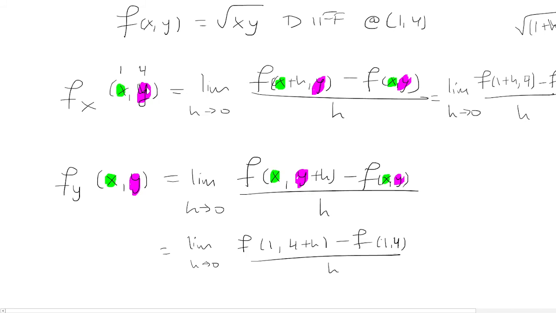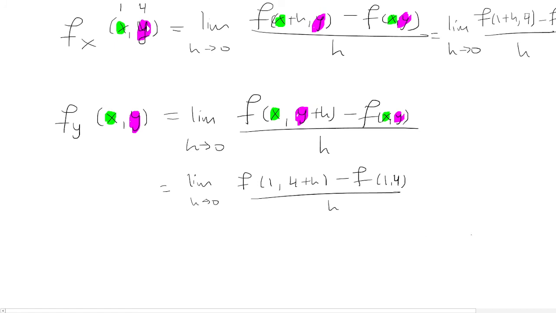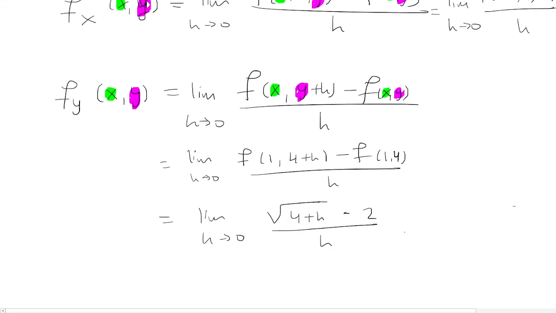So now we'll be plugging in 1 for x and 4 plus h for y. So really, it's going to be the square root of 4 plus h, and then f of 1, 4 is just going to be 2. It's going to be all over h. Plug in h equals 0, I get 0 over 0. So at this point I use L'Hopital's rule.